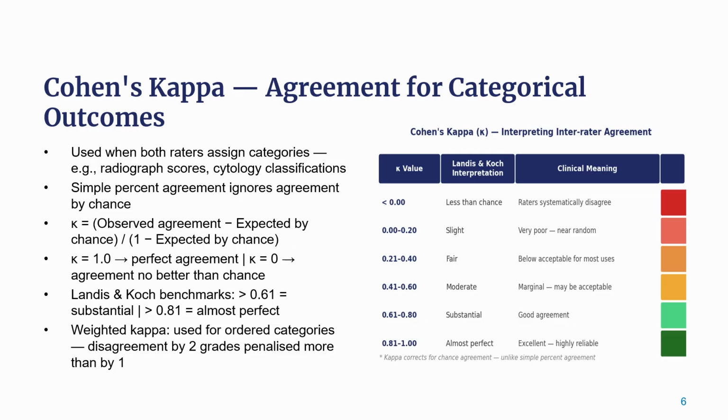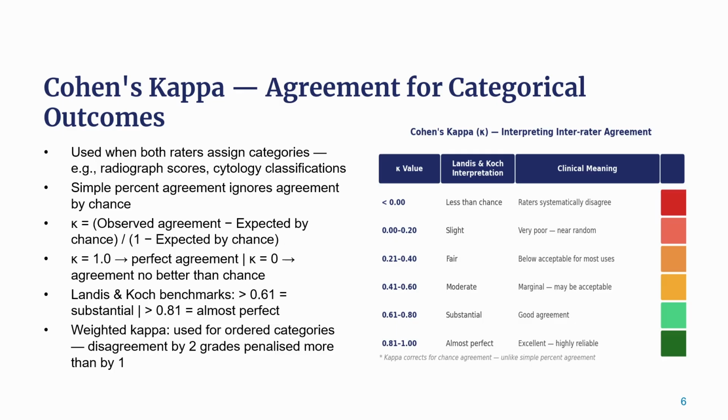Kappa corrects for this. Kappa of 0.75 means after removing the agreement that would happen by chance, 75% of the remaining possible agreement is actually achieved. The Landis and Koch benchmarks shown in the table on the right are widely used reference points. For most clinical scoring purposes, you want kappa above 0.6 to consider a scale reliably usable across different observers.